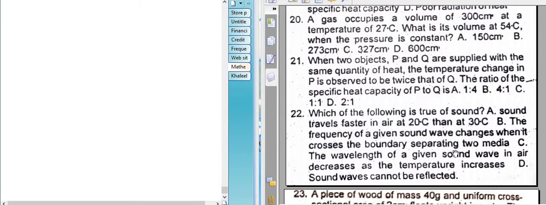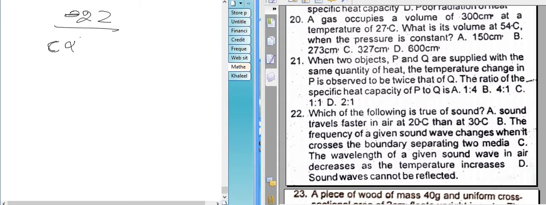Let us explain. Question 22. For option A, we know that the velocity of sound is directly proportional to the square root of temperature. So meaning the higher the temperature, the higher the velocity of sound. Option A said sound travels faster at 20 degrees C than at 30 degrees C, which is wrong. It should be traveling faster at 30 degrees C than at 20 degrees C. So option A is wrong.